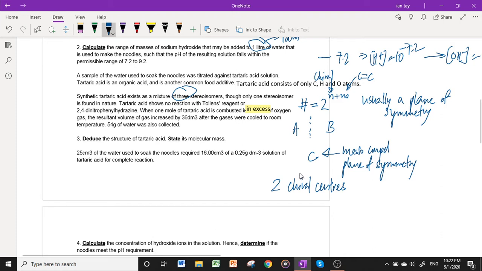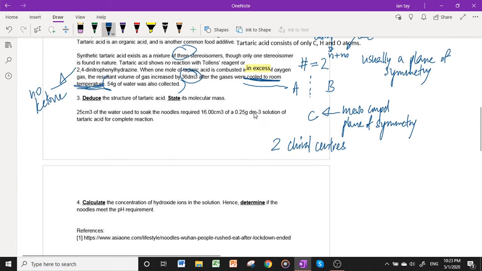Tartaric acid shows no reaction with Tollens reagent, so no aldehyde, or 2,4-DNPH, so no ketone. Then 1 mole of tartaric acid is combusted in excess oxygen gas. The resultant volume of gas increased by 36 dm³ after the gases were cooled to room temperature. And this is very important. Why? Because any water produced will now be liquid and not in gaseous state. 54 grams of water was also collected. Very conveniently, the question gave us 1 mole of tartaric acid to work with.